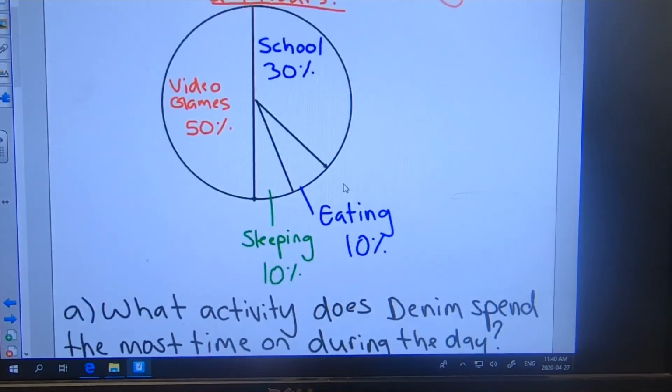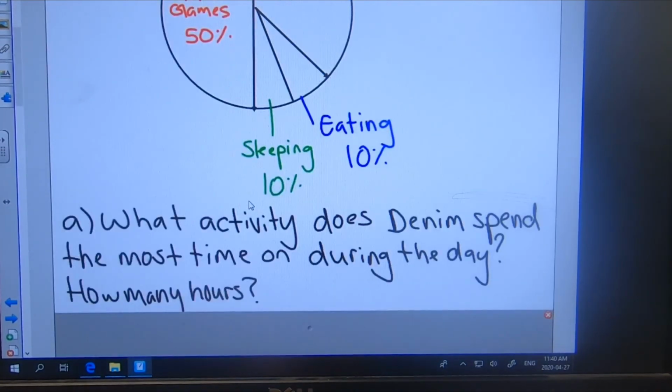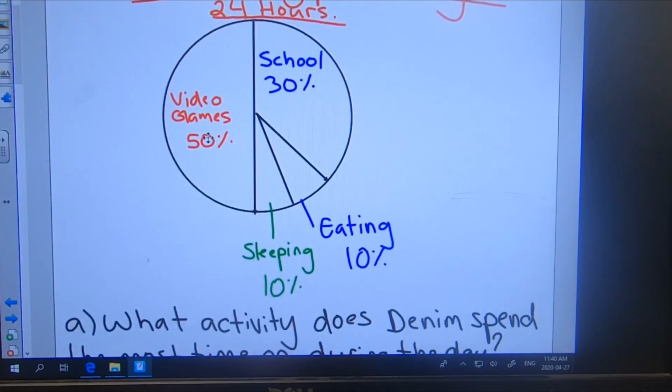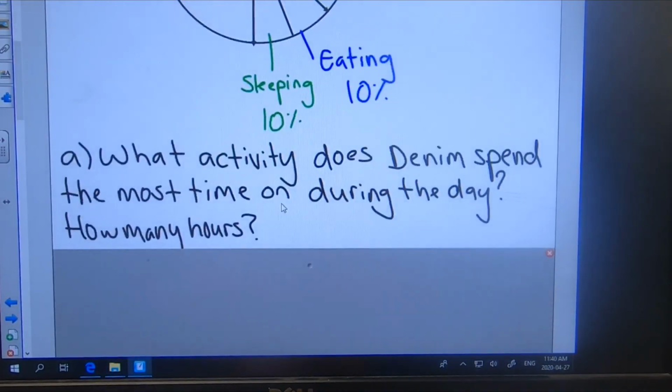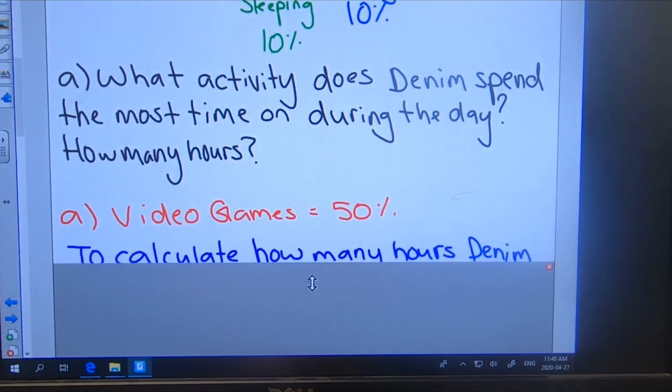Now, on a graph with 24 hours and a very easy number to work with, this is an easy number to figure out. So, for example, if he spends half of his day, or 50%, on video games, and the day is 24 hours, how many hours is that? Well, we just have to ask, what's half of 24? And that, of course, would be 12. So we would put video games at 50%.